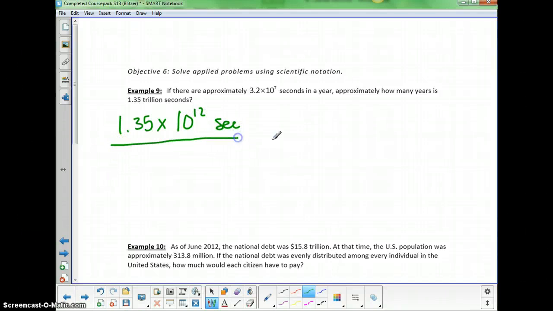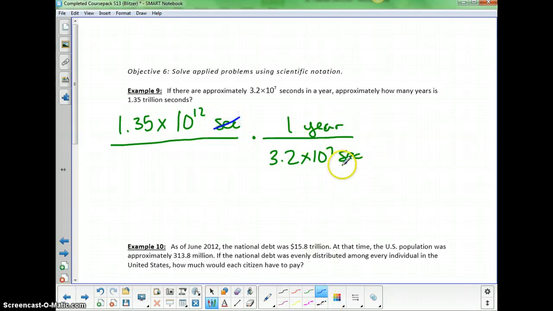We're going to do a little unit analysis on here. That's in seconds. And there are approximately 3.2 times 10 to the 7 seconds in 1 year. That's going to help seconds cancel, and it's going to turn it into years. So we're actually dividing these two numbers.